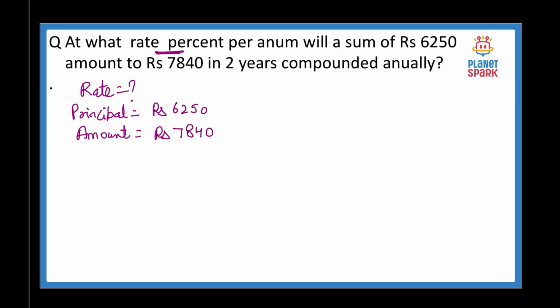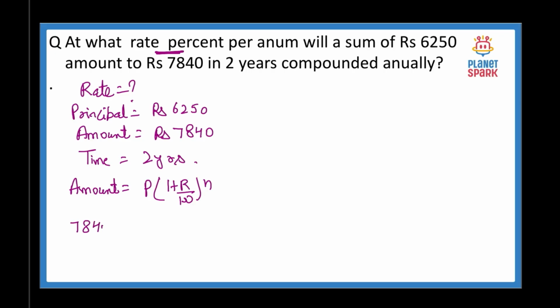So what we have to find out in this case is the rate. Again, as I told you, out of amount, principal, rate, time, if anything is missing, I'll always use the formula for amount. Amount is equal to P bracket 1 plus R upon 100 raised to the power N. Substituting the values, amount is 7840. In place of principal, I'll write down 6250. 1 plus R upon 100, I don't know R over here, so it is going to be R only. I cannot substitute the value of R. Raised to the power, in place of N, we can write down 2.